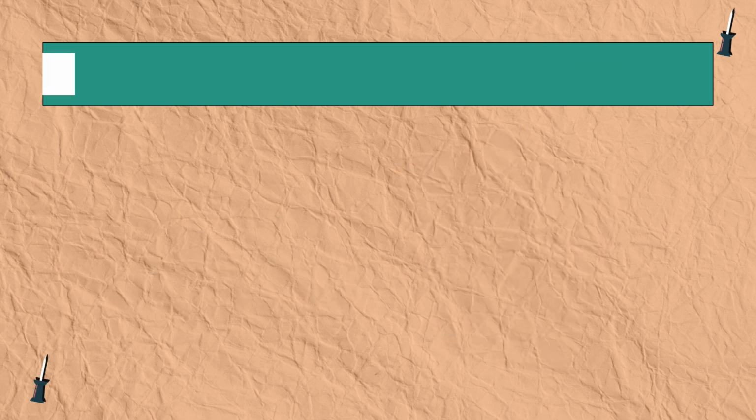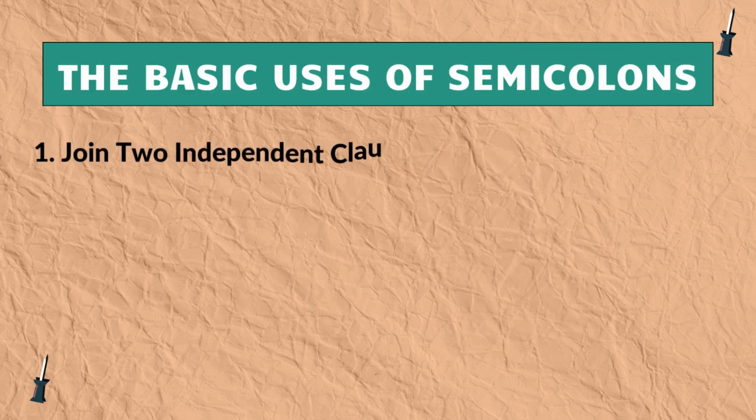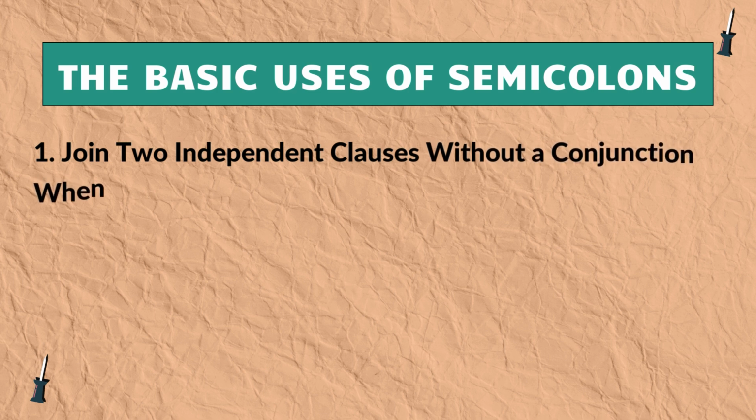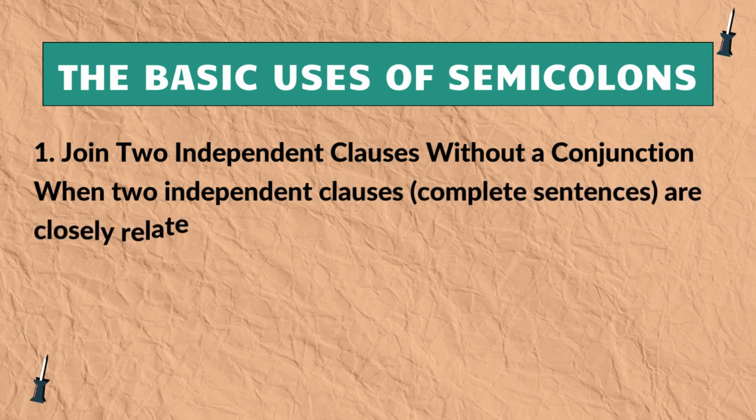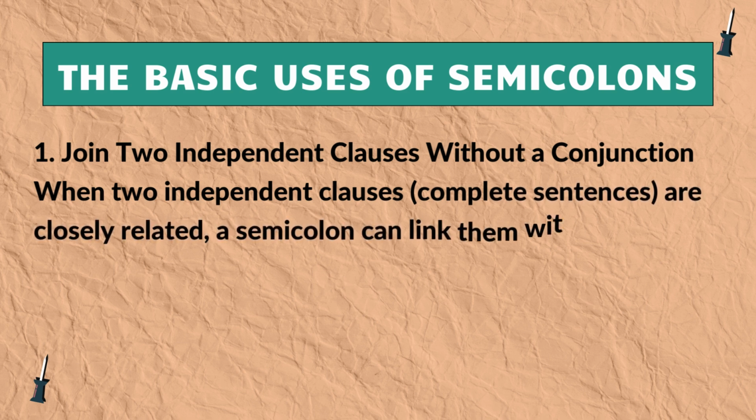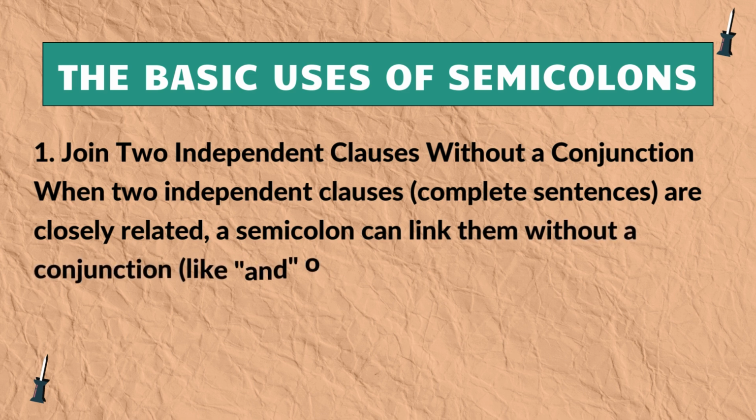Let's discuss its uses. We use a semicolon to join two independent clauses without a conjunction. When two independent clauses, meaning complete thoughts that can stand on their own to convey a complete meaning, are closely related, we use a semicolon to link them.